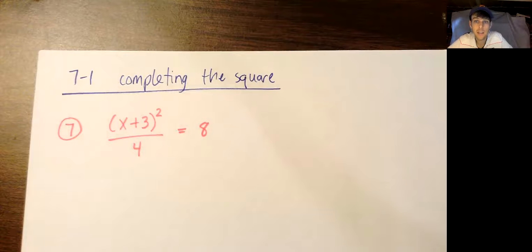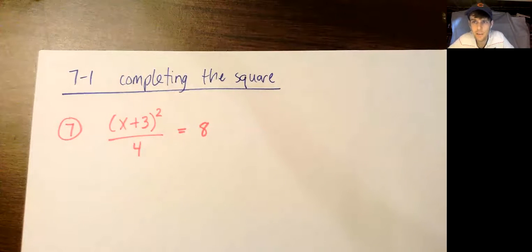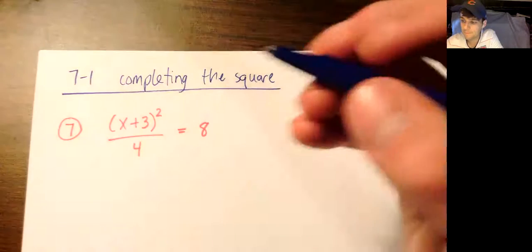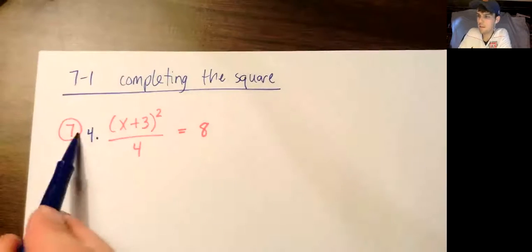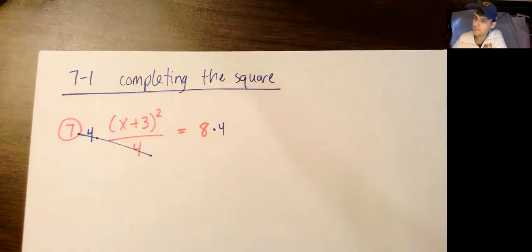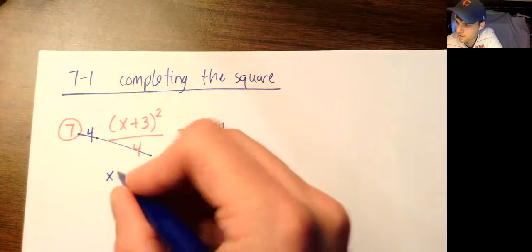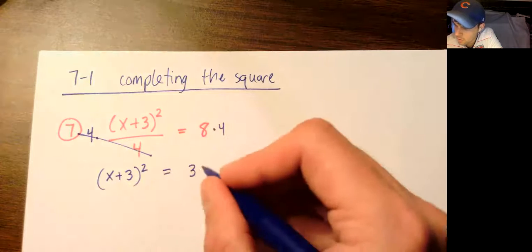it. Instead of multiplying this out and factoring and all this, we're going to solve using radicals. So I'm going to go ahead and do that. So multiply by 4 to get rid of that. So that's going to give us x plus 3 squared equals 32.